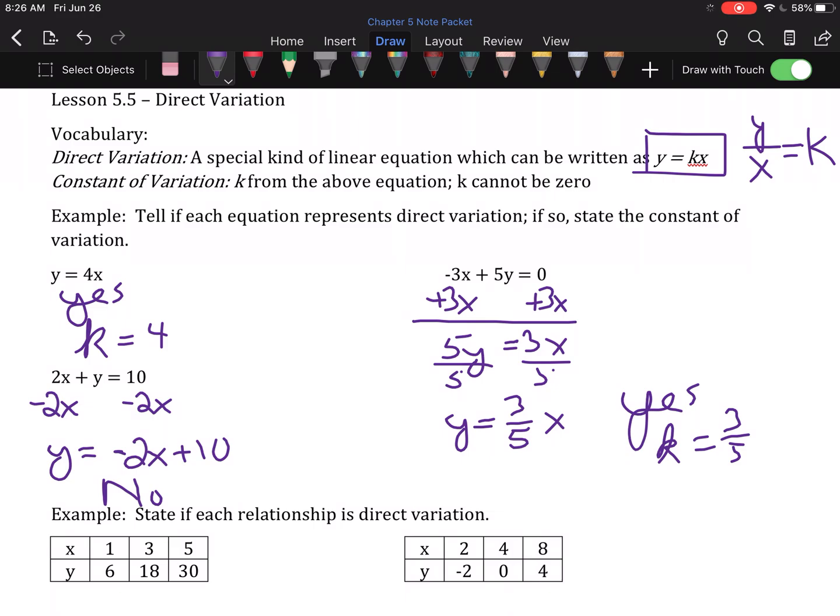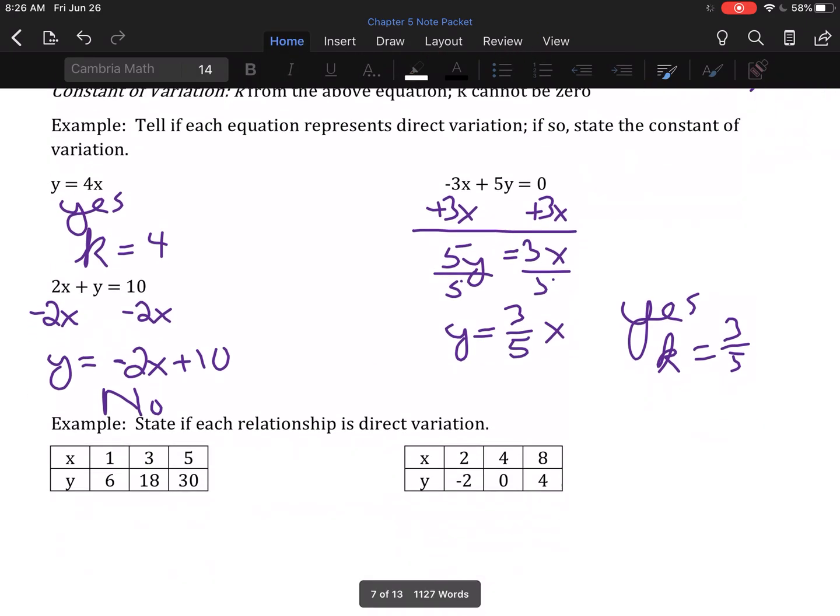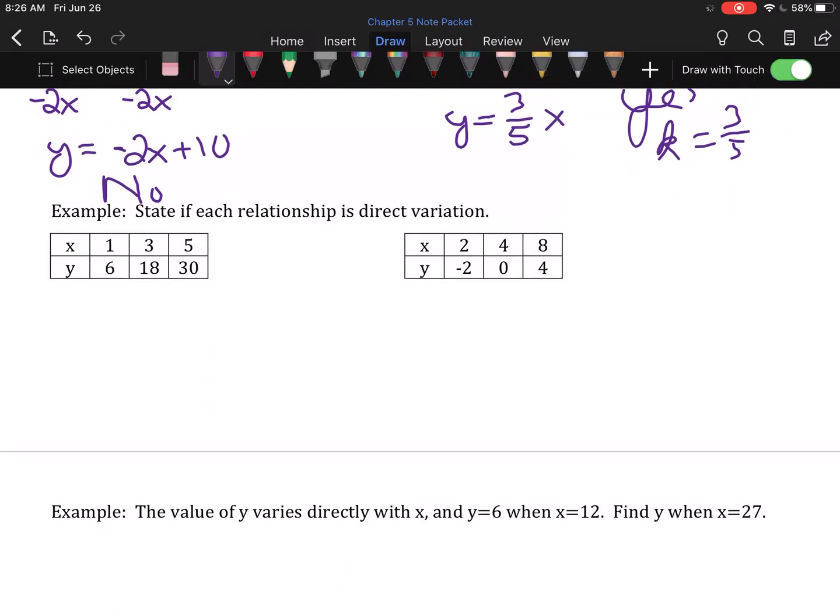If I take any ordered pair I'm given for an equation, if I do y divided by x, I have to get the exact same value every time. If I do, I'm direct variation. If I don't, I'm not. So that's what we're going to do here. We're going to check y over x and see if it stays the same.